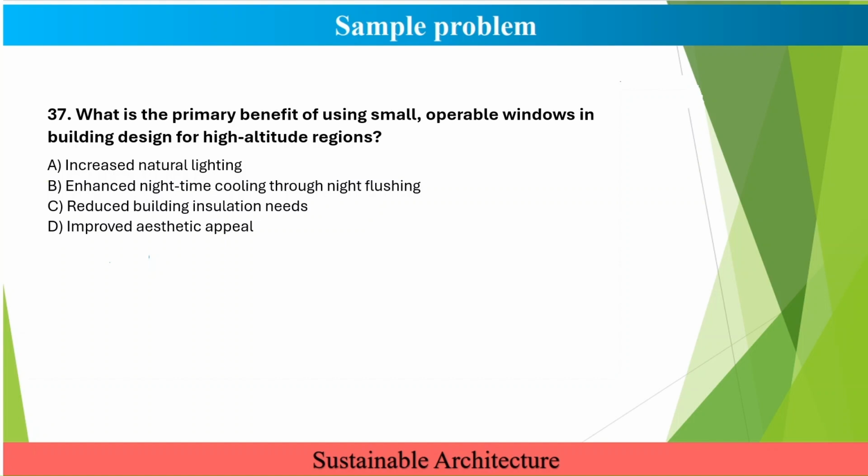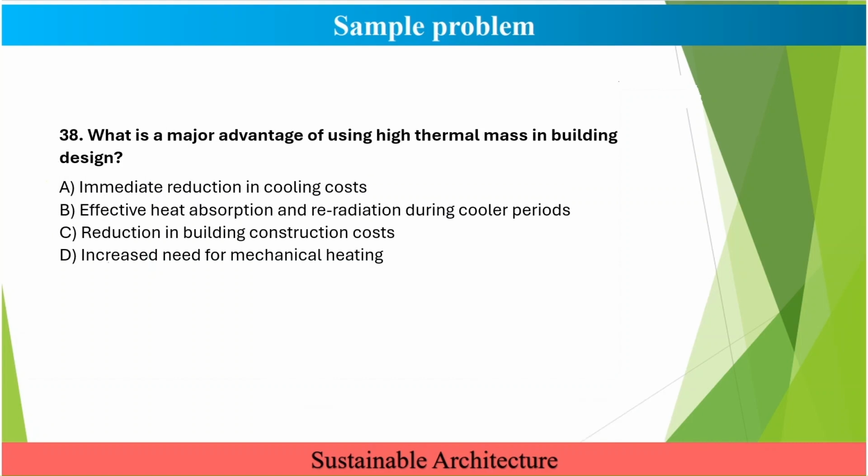Is that fine? Can we move to the next question? Yes, sir. Okay, here is question number 38. Try to give an answer to question number 38. What is the major advantage of using high thermal mass in building design? Effective heat absorption and radiation during cooler periods. So all of you are fine with answer B, that is the correct answer. High thermal mass helps in effective heat absorption as well as radiation during the cooler periods.